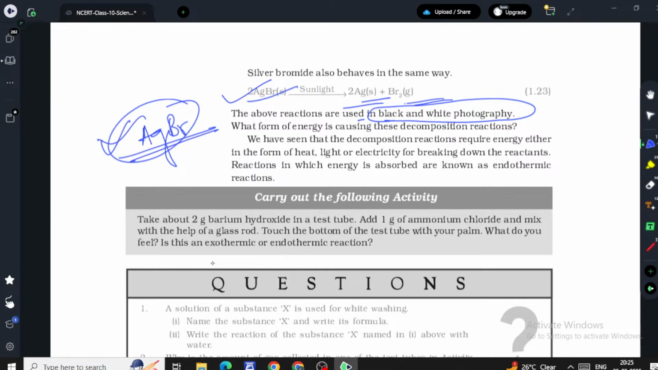What form of energy is causing this decomposition reaction? We have seen that decomposition reactions require energy either in the form of heat, light, which is the sunlight, or electricity for breaking down the reactants. Reactions in which energy is absorbed are known as endothermic reactions. Reactions in which energy is absorbed are called endothermic reactions.